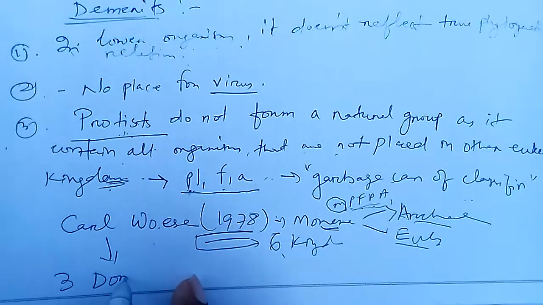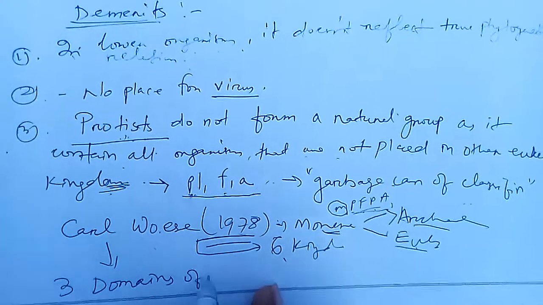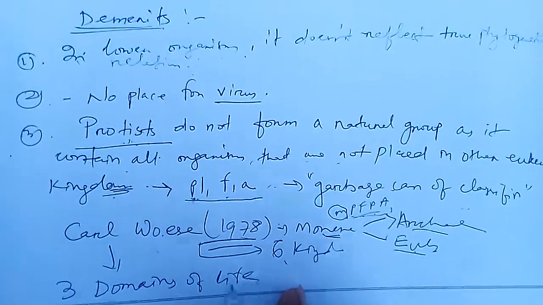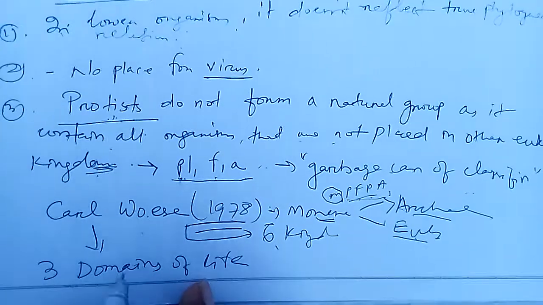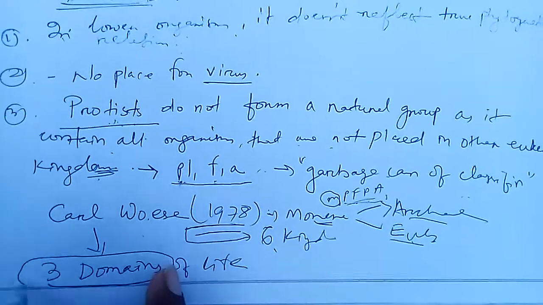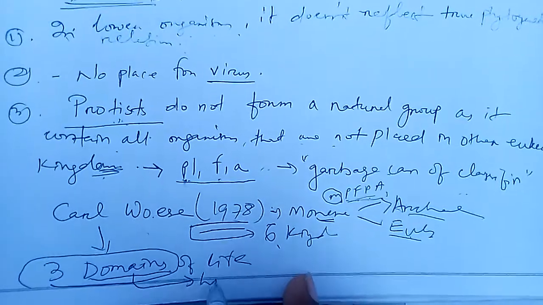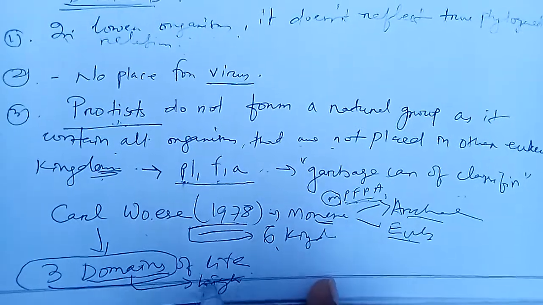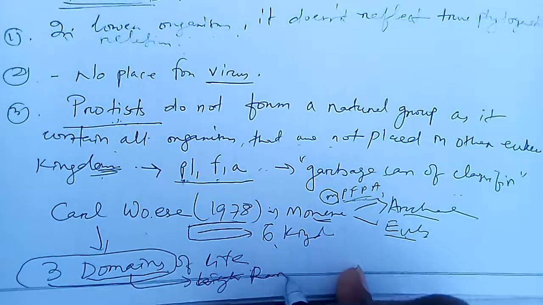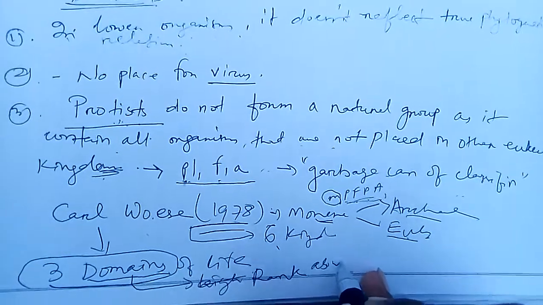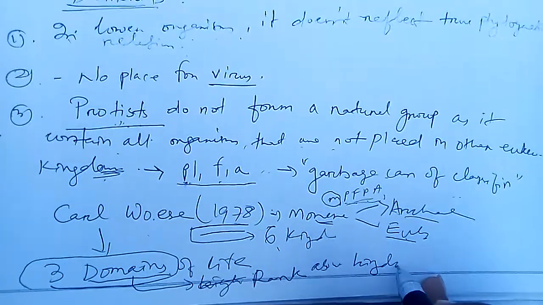Besides the 6 kingdom classification, Carl Woese also proposed 3 domains of life. That means a 3 domain classification. Here, domain means the rank above kingdom.